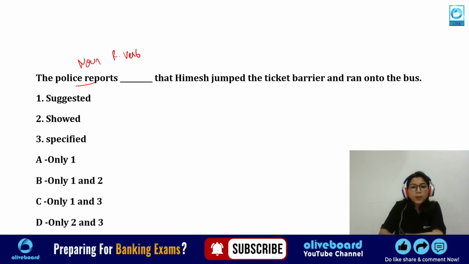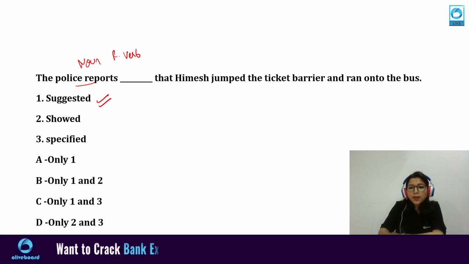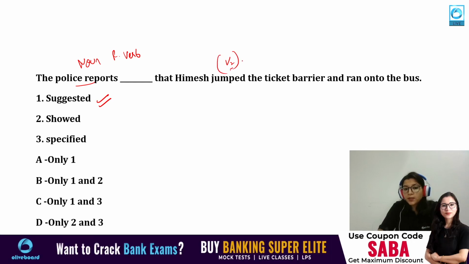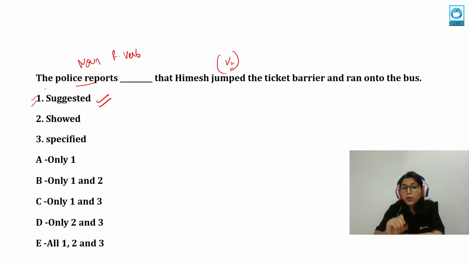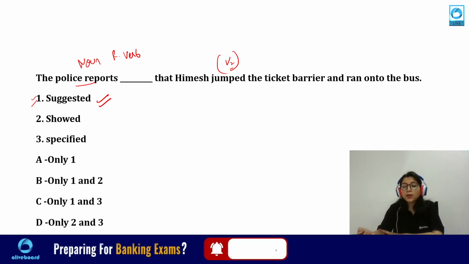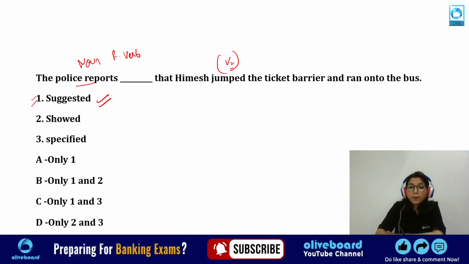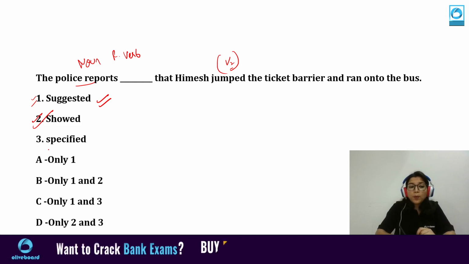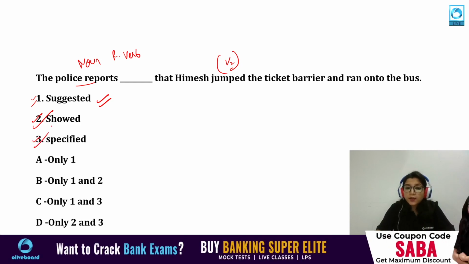Let's see the option. The police reports suggested that, we can say, and see this verb is in past tense. Tense भी ध्यान रखिएगा. This is V2. So we need a V2 form here and suggested is correct. The police reports suggested that. Absolutely correct. The police reports showed that. Report show करती है. That is also correct. The police report specified that.